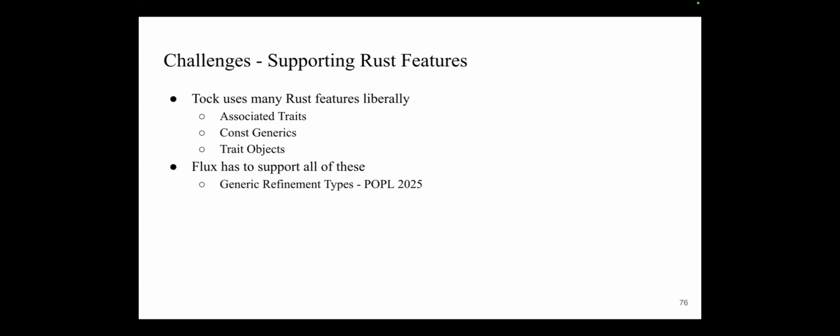And then Tock also uses trait objects all over the place, and so Flux has to support all of these. It turns out that it's really not that easy to do. We've been working closely with Nico, who's on this project, on making sure that Flux can actually handle all of these features. And just a little shout out, some of these are really hard to do. The support that Flux has for associated traits was actually a POPL paper this year, right? So some of this stuff is really difficult to actually do.